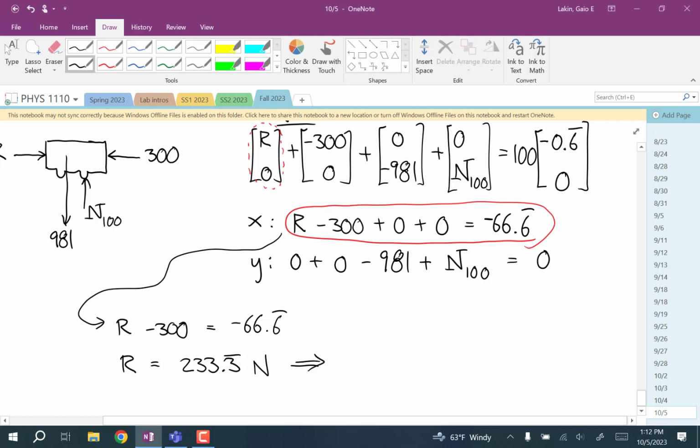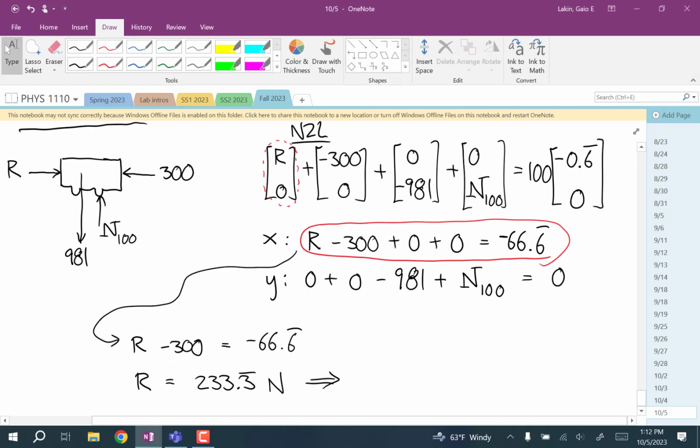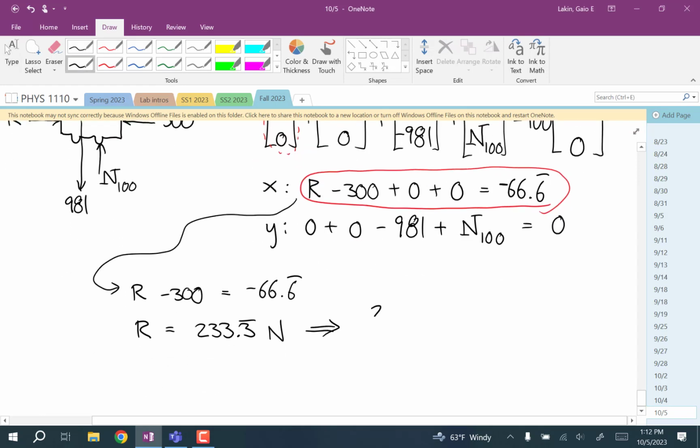And now to get the force vector, you can just plug it back into this vector here and you get 233.3 repeating, 0, or a vector in the positive x direction with a magnitude of 233.3 repeating newtons. Any questions about that?